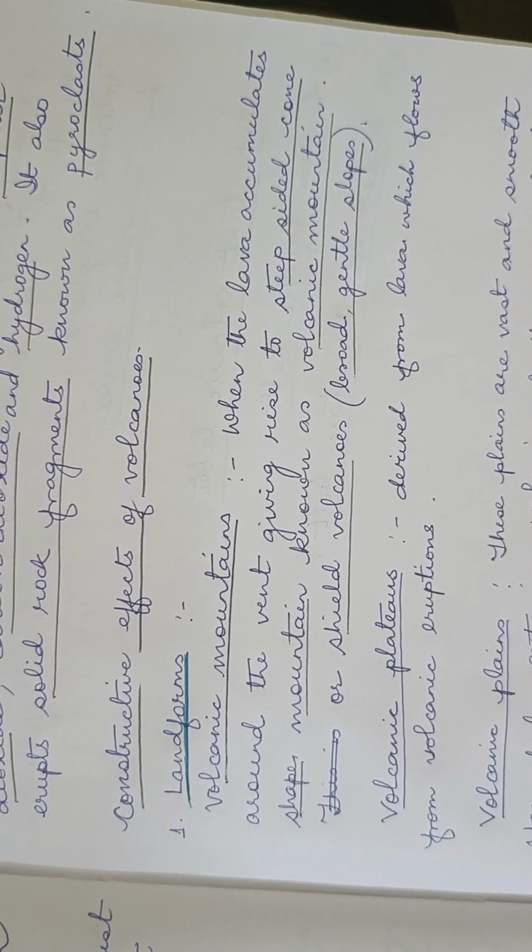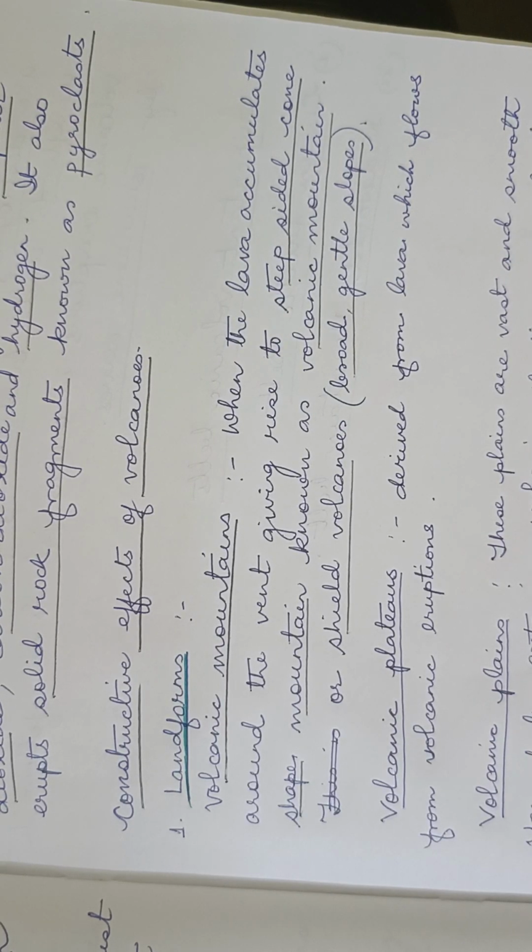Constructive effect is landforms. Now, this volcano forms different types of landforms. Number one, volcanic mountains. When the lava accumulates around the vent and gives rise to steep-sided cone-shaped mountain, it is known as volcanic mountain.